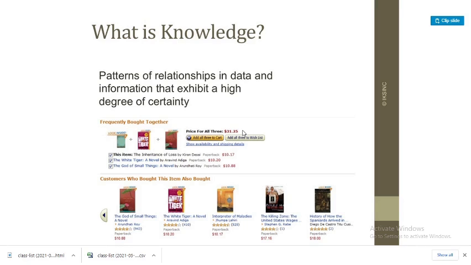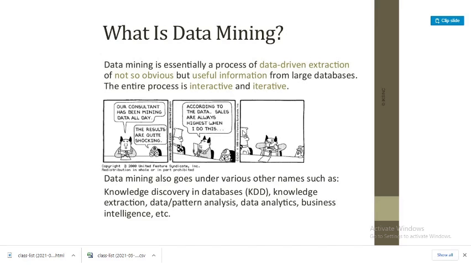Other people who have purchased a TV, the previous history says that they have also purchased a set-top box. They have also purchased a booster, or whatever you call it. Got it? So this is what the knowledge is. So we understood what is data, what is information, and what is knowledge. Got it? Now, what is data mining?